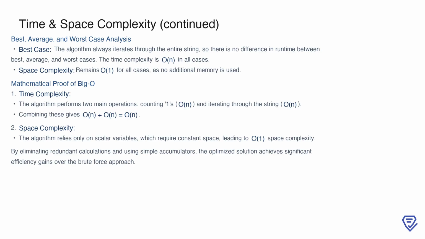iterating through the string, each contribute O(n), and their combination remains O(n). For space complexity, the reliance on constant memory for auxiliary variables confirms an O(1) usage. By eliminating the redundant calculations present in the brute force approach and instead utilizing a single traversal with simple accumulators, the optimized solution achieves significant improvements in efficiency, making it both time and space optimal.